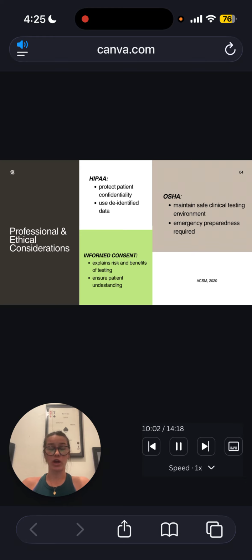What else we want to do is have informed consent, because this way the patient knows what we're going to be doing and how we're going to be doing it, and it explains all the risks and benefits of testing. We're just making sure the patient's fully aware of what we are doing and why we are doing it. We also want to maintain a safe clinical testing environment and make sure that emergency preparedness is required so that we're in the right facility with the right equipment. Again, making sure everything is following all the rules and all the lines.